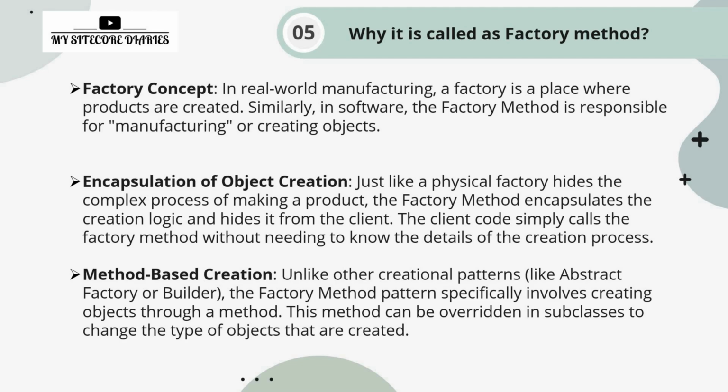And at the end, method-based creation. Unlike other creation patterns, the factory method pattern specifically involves creating the object through a method. We have seen we are creating the object through the method. This method can be overridden in subclasses to change the type of object that is created. In subclasses, you can override that method to change the type of the object which is getting created. Okay, so these are the reasons why it is called a factory method.